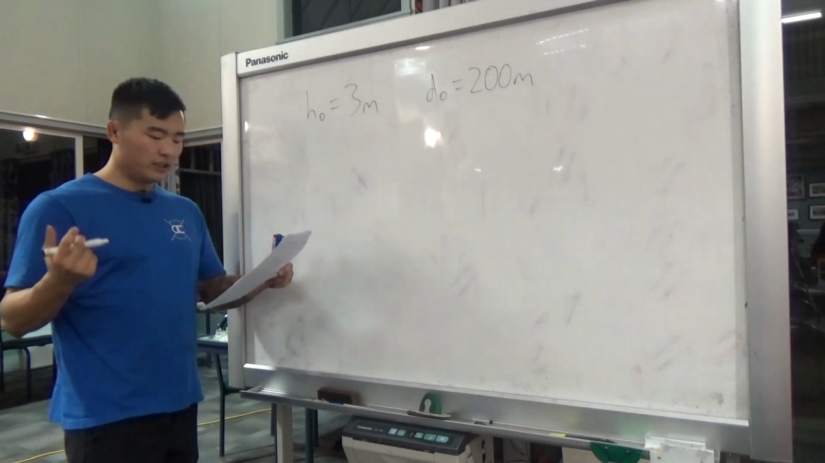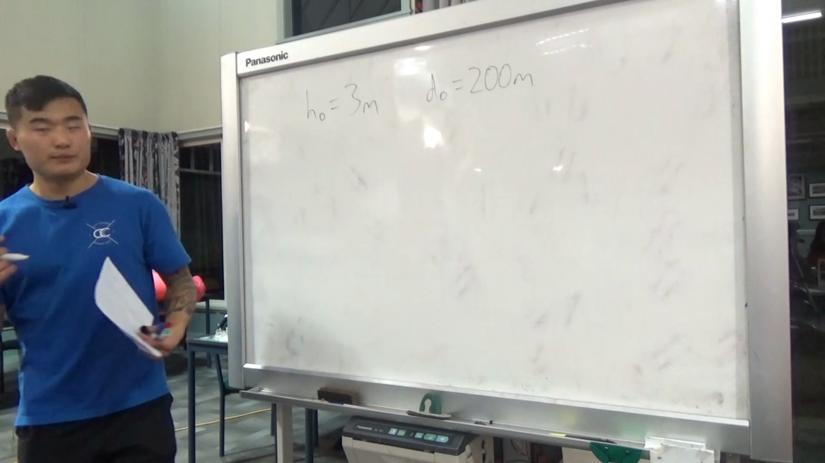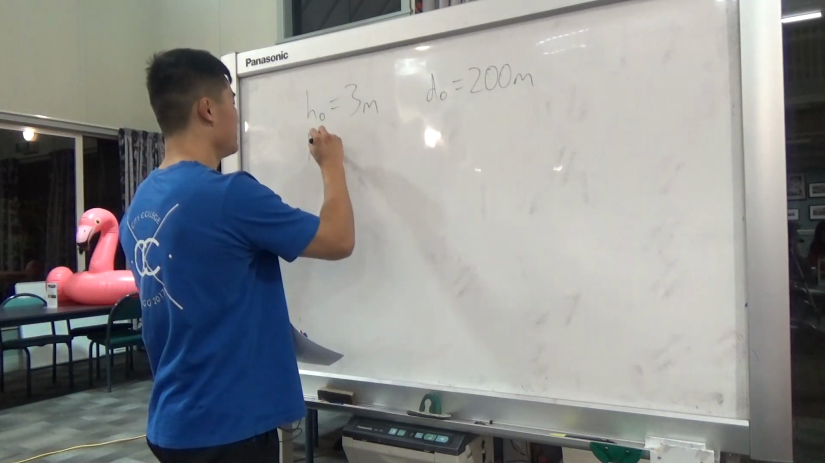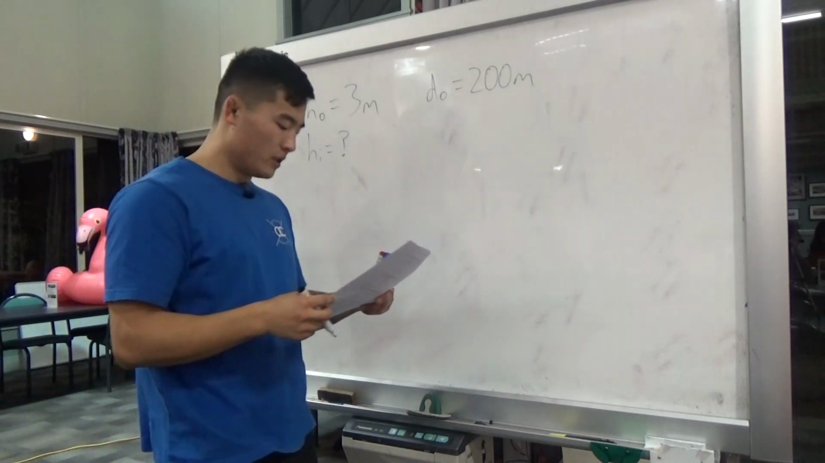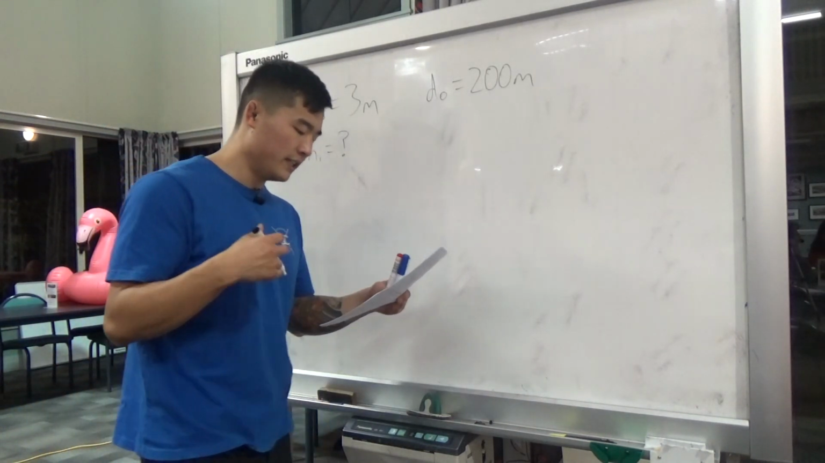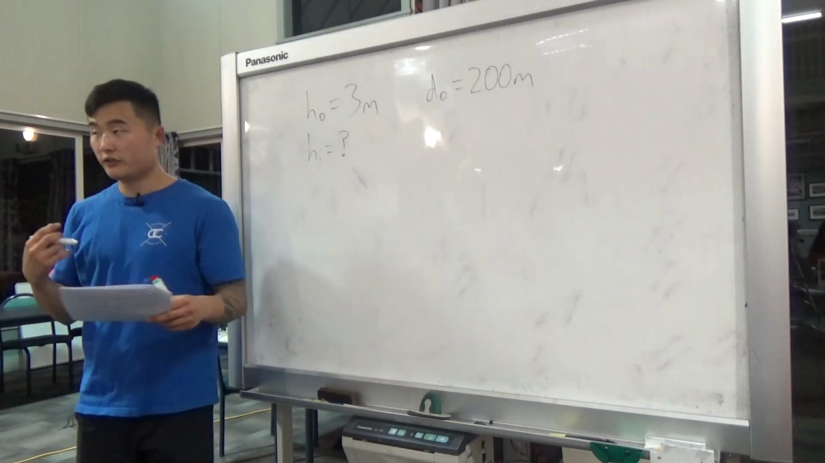And then if they ask about the size of the image, that's going to be the height of the image. So we want to find out the height of the image. And then the lens to retina distance is where your image is going to form.